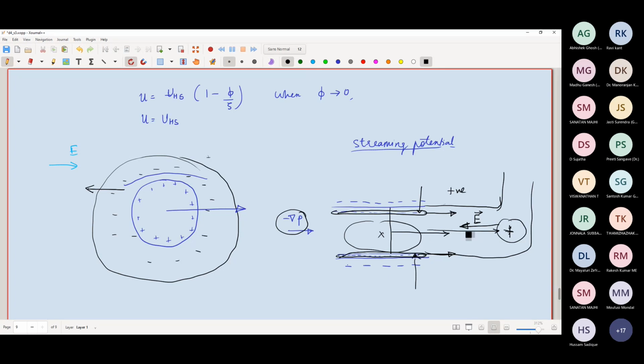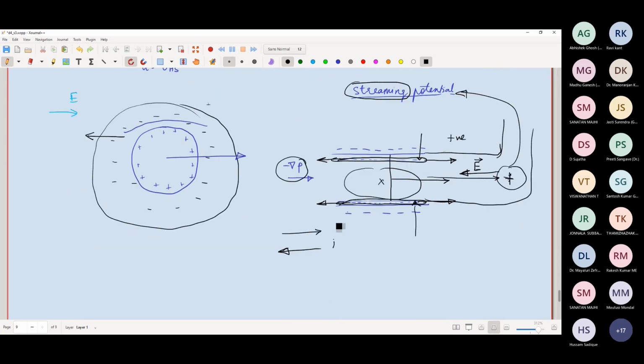So because of the electric field that has now been induced by the accumulation of the charges on the right hand side, the clouds will experience a force in the opposite direction to that of the pressure driven flow. The pressure driven flow wants to make the flow go in this direction, but the electric field wants to make the flow go in this direction. But here the electric field is not applied, it is induced. So this electric field is created by a potential which is called the streaming potential. The term itself conveys that it is the potential set up by the streaming of the ions from one end to another.